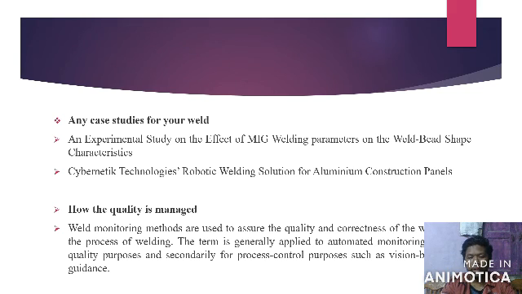To manage the quality of the welding, monitoring methods are used to ensure the quality and correctness of the weld and the welding process. The term is generally applied to automatic monitoring for quality purposes, and secondarily for process control purposes such as vision-based guidance.